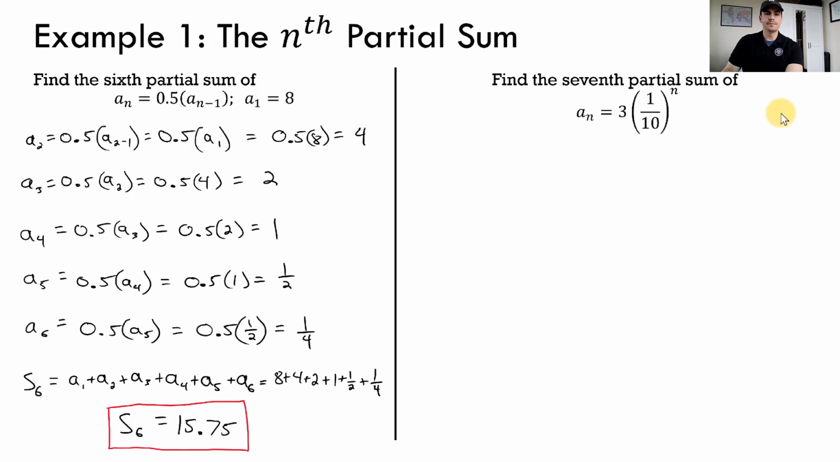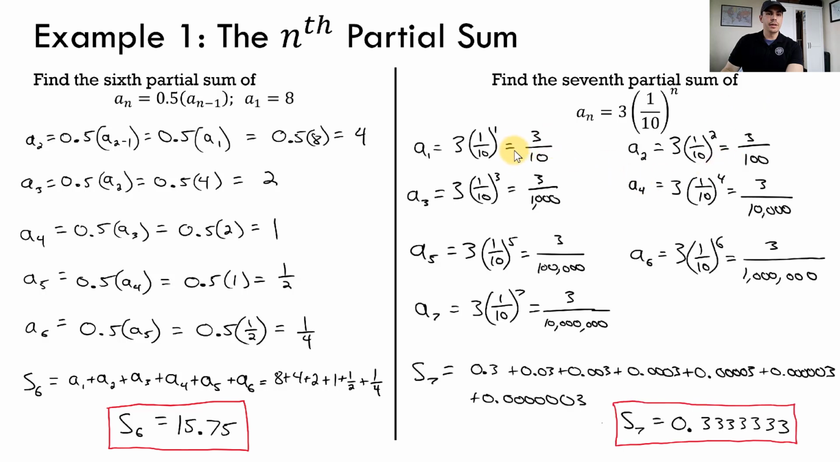Alrighty, hopefully you realize that as my n value got larger, my denominator got larger, and that meant my term actually got smaller, right? And we added a decimal place each time. So the s sub 7, the seventh partial sum, was 0.3333333. So 7 3s there.